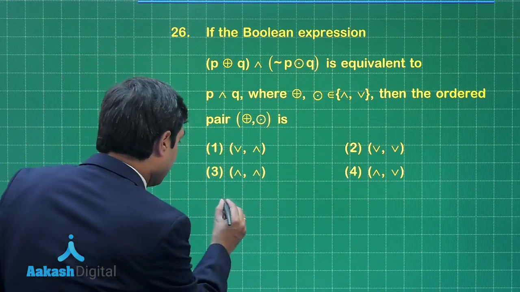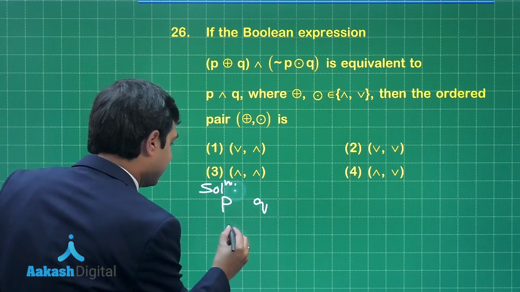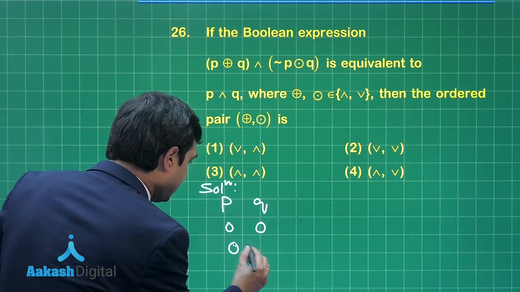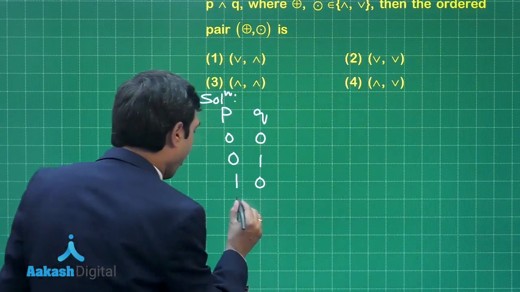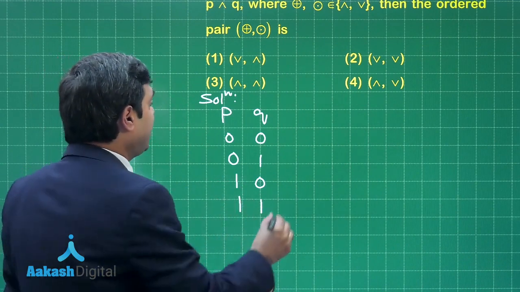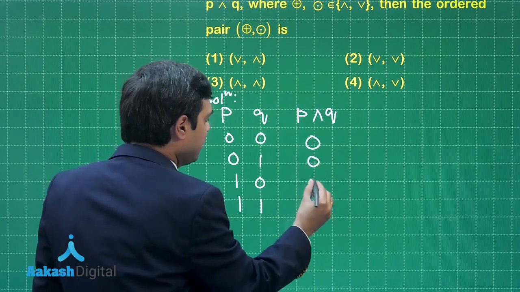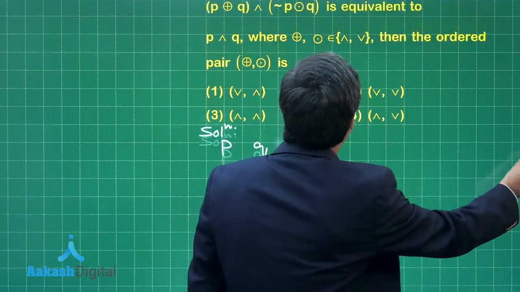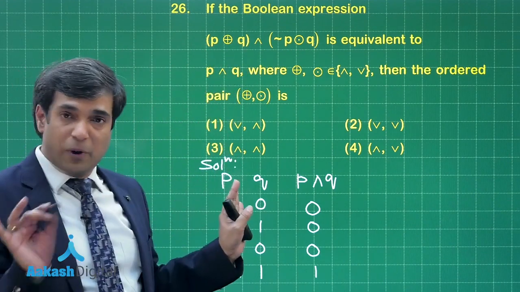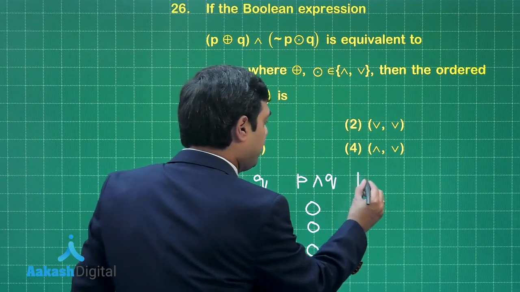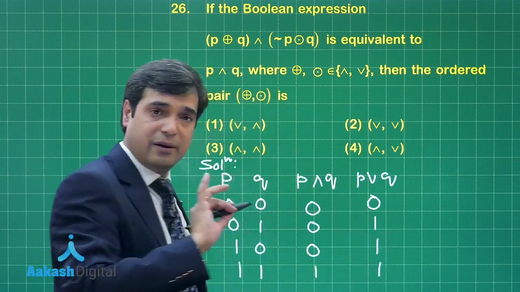So, P, Q. Let's write here 0, 0, 0, 1, 1, 0 and 1, 1, right. So we are writing all 4 possibilities. Next, we are looking for P and Q. That means 0, 0, 0, 1. This is clear. Next, P and Q or P or Q, 2 possibilities are there. If we talk about P or Q, this will become 0, 1, 1, 1, correct.